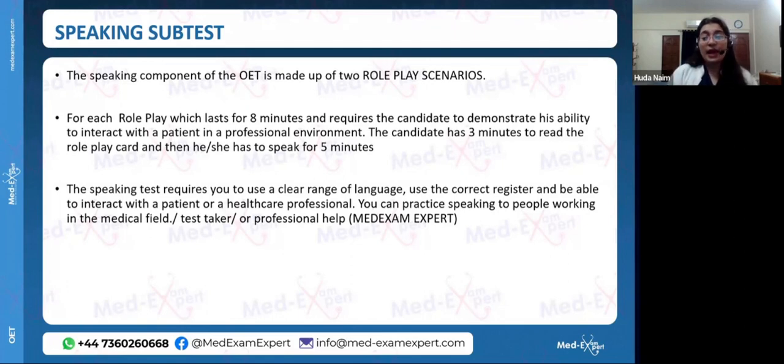So the ideal way to prepare for the role play for the speaking subtest would be to practice with either your colleague or anybody else who's taking the exam, so any test taker, or you can also practice with a professional, like for example, at MedExam Expert, you can take professional help as well. If you think you're not good in English, or you need more help, or you need more practice, then it would be ideal if you take professional help. But if you think you're good enough and you just need a little bit of practice, then you can practice with your co-exam takers as well.